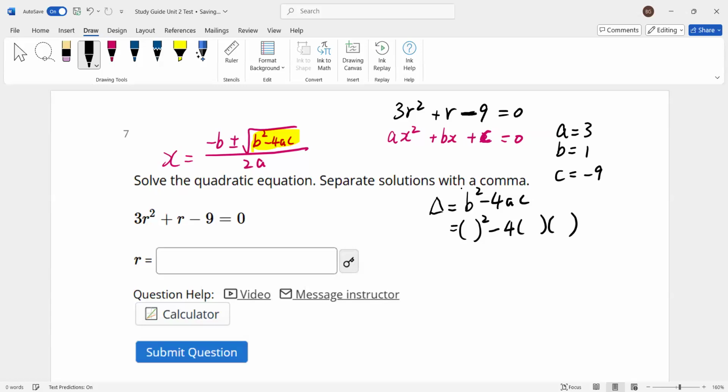b is 1, put it here. a is 3, put it here. c is negative 9, put it here. 1 squared is 1. Minus 4 times 3 times negative 9. Negative times negative is positive. 4 times 3 is 12. 12 times 9 is 108. Yes, it is 108. And then 1 plus 108 is 109.